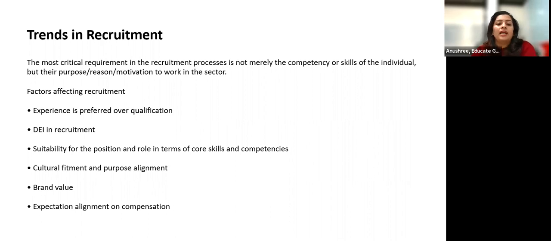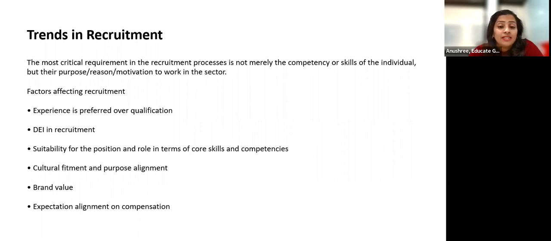Suitability for the position and role in terms of core skills and competencies. Is the person right for the role? How do we get the right skill sets or competencies for the role, because we have very different positions that are probably not readily available in the general sector? So how do we position them, or put them in a place where we can relate them to the general sector and get into those positions?